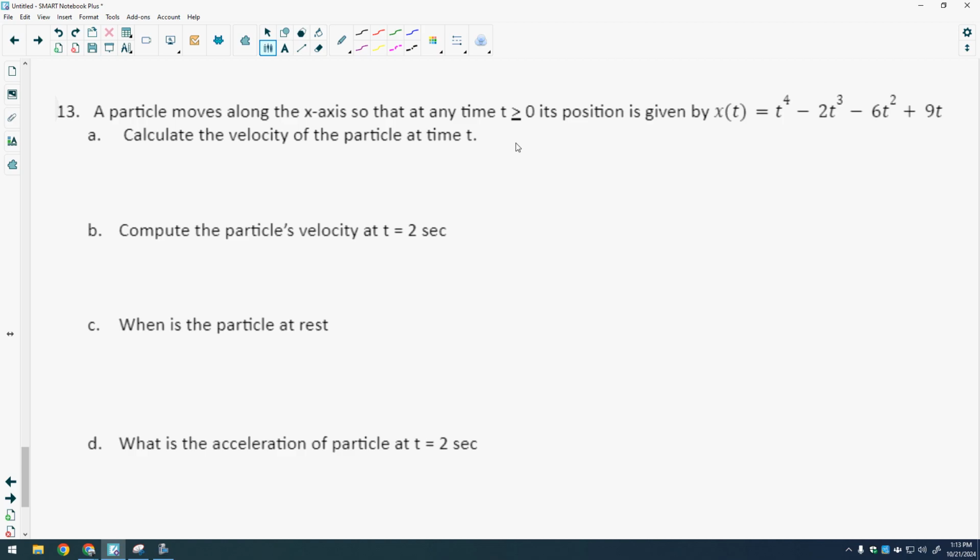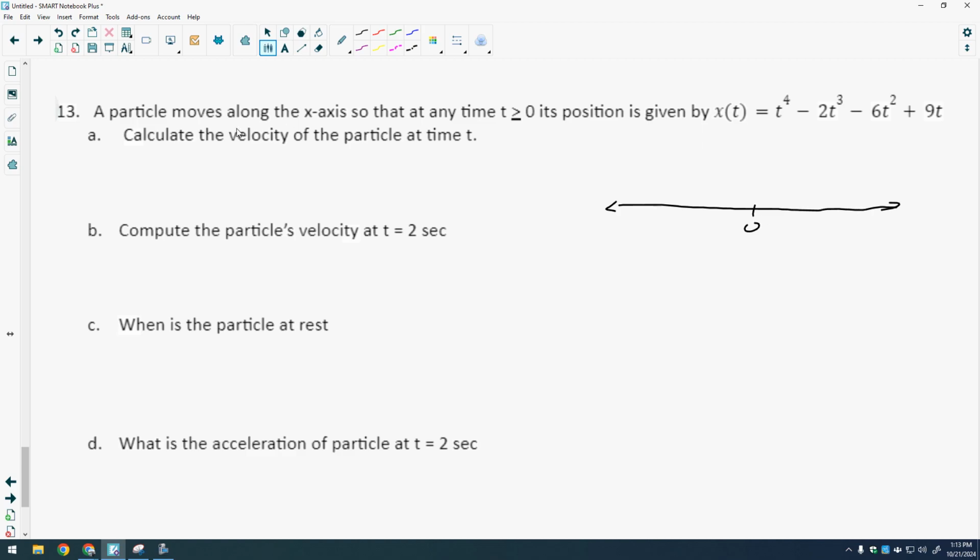A particle moves along the x-axis so that at any point in time its position can be given by that expression. AP Calc folks love particles moving on the x-axis. All we're saying is, here's my x-axis, it could be a number line, same idea, and this particle is moving back and forth along this, and its position is given by this, where at some point in time t, you can plug it in and find out where it's at. This is positive, this is negative, this is my 0. You could throw a y-axis on here if you want, but we don't need it. We just need the number line.